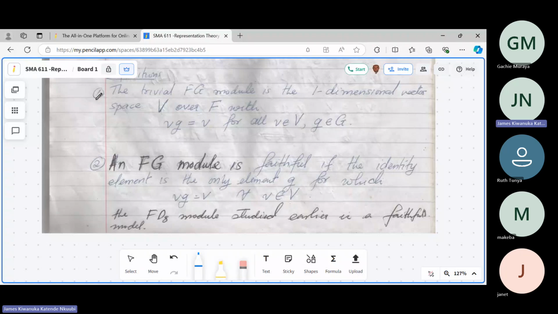So the next one is just a definition. This one says a trivial FG module is simply the one-dimensional vector space V over the field F, where every vector v is sent to itself.